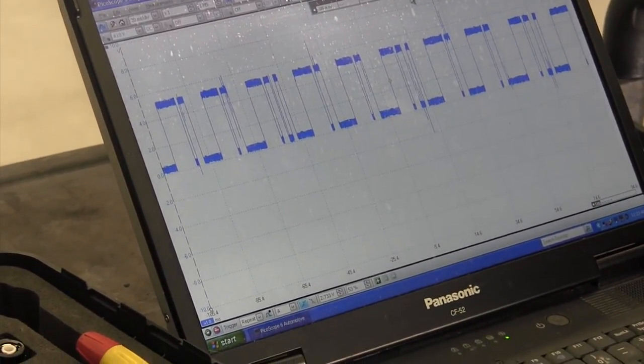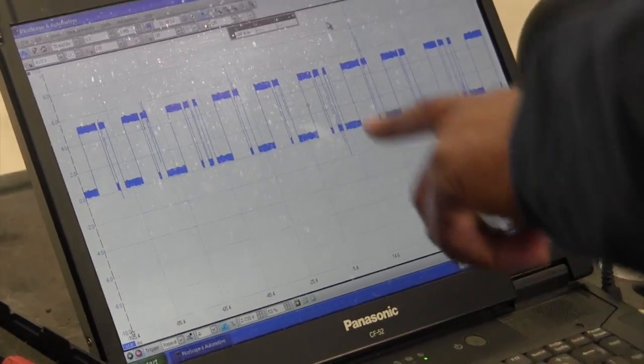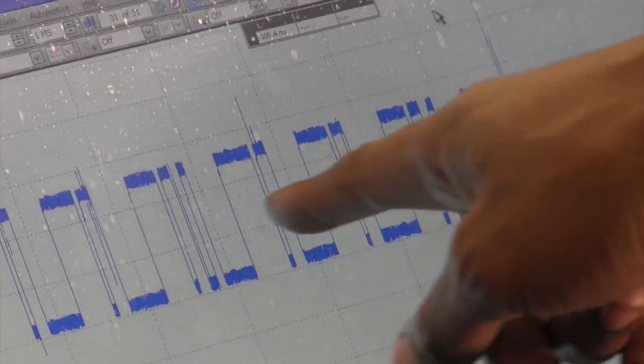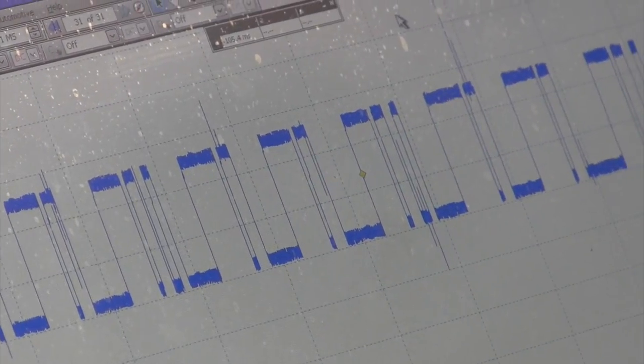Listen to it, you hear that? I mean, the car like fell on its face with that last rev. Look at the signal. Look at it breaking up. There's all glitches right there. All glitches.